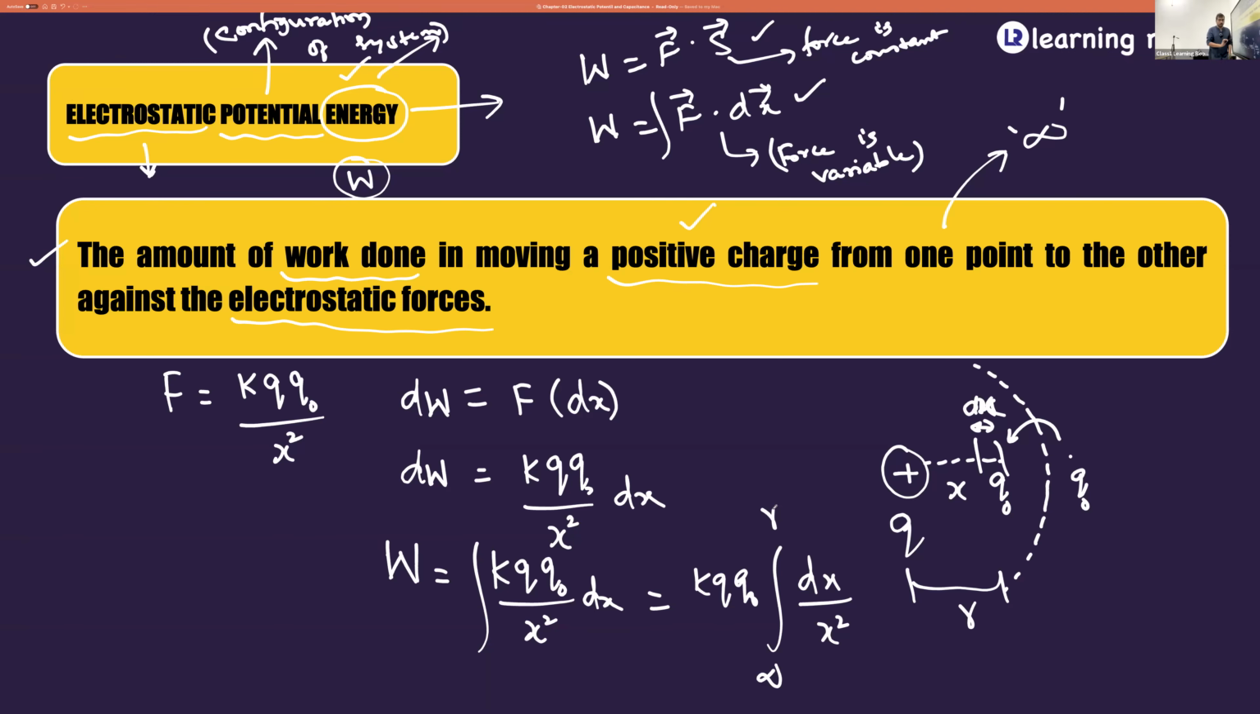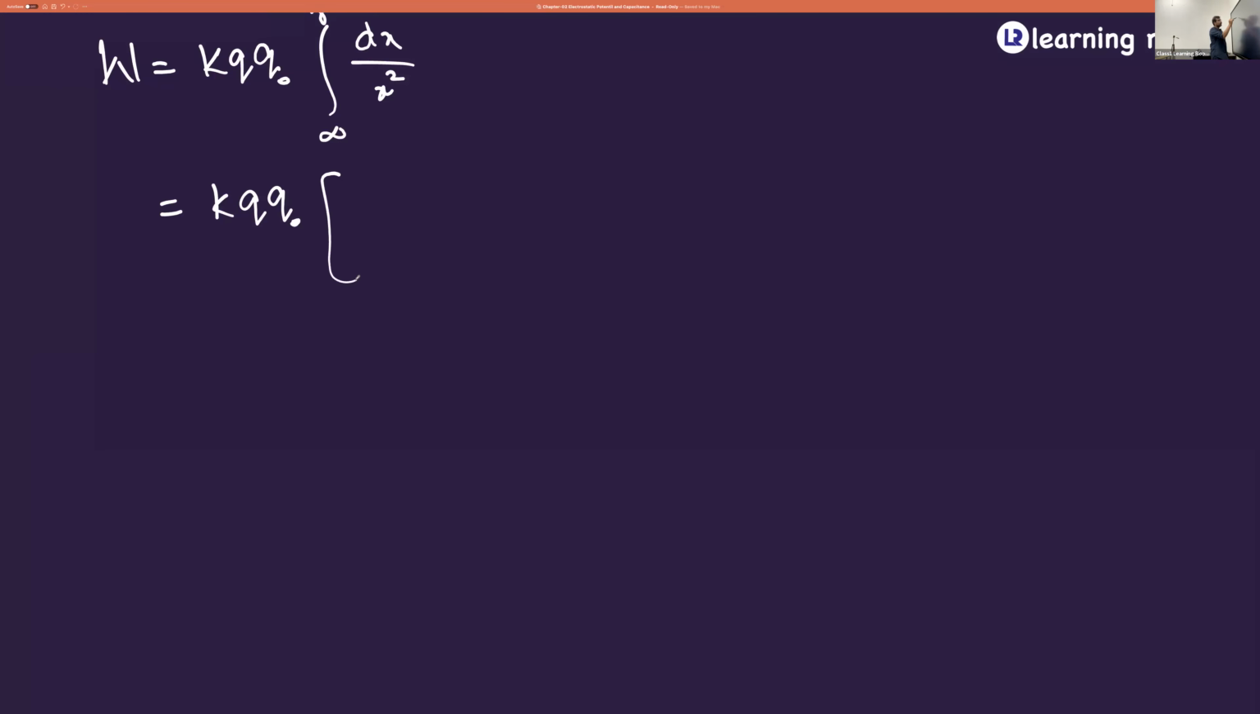So kq... The integral of 1 by x square, you will already have it in your notes. Integral of 1 by x square is minus 1 by x. W is equal to k q q naught, integral from infinity to r of dx by x square. So it is equal to k q into q naught into minus 1 divided by x from infinity to r.